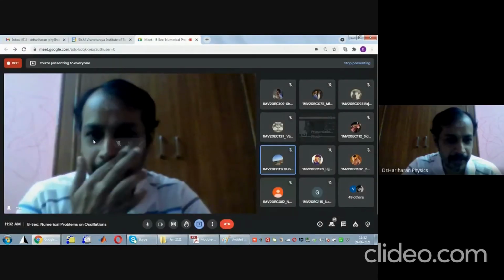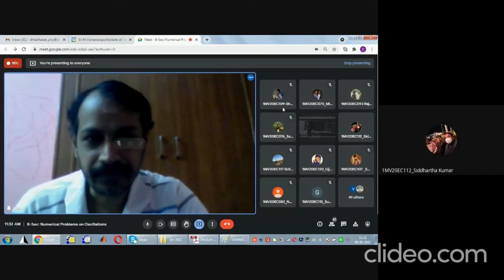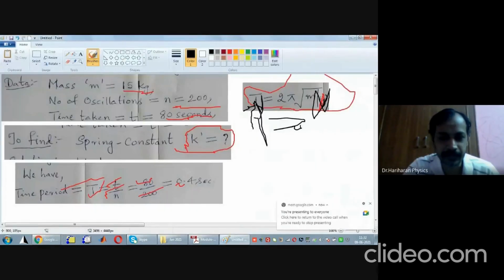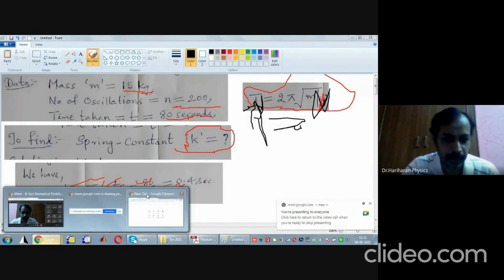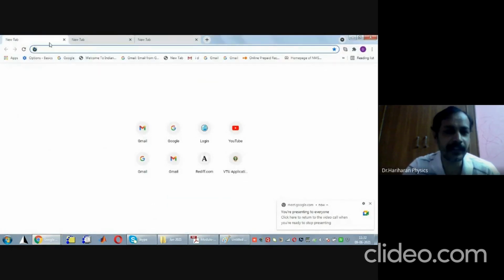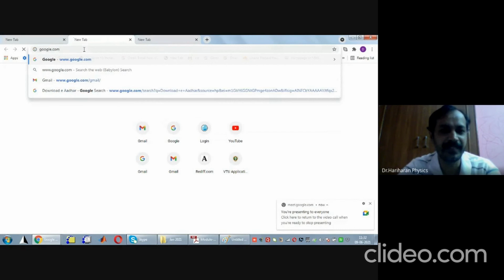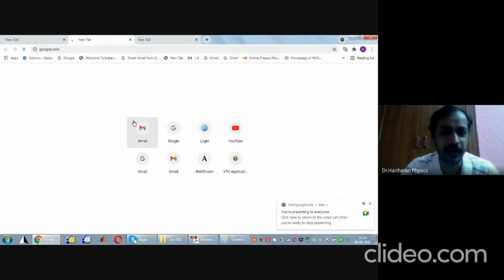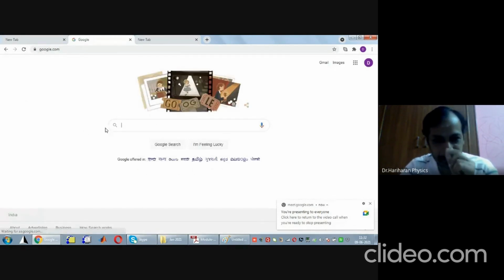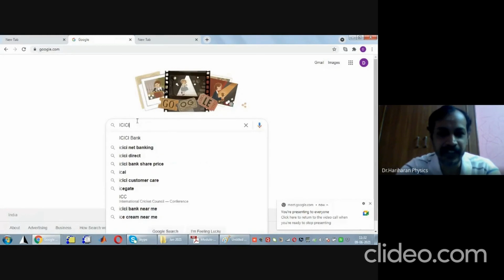Now look here. I'll close this and go to my demo browser. This is tab 1, this is tab 2, and this is tab 3. Somewhere here, I will be doing some bank transactions. For example, I want to make an online transfer of my money, say on ICICI Bank.